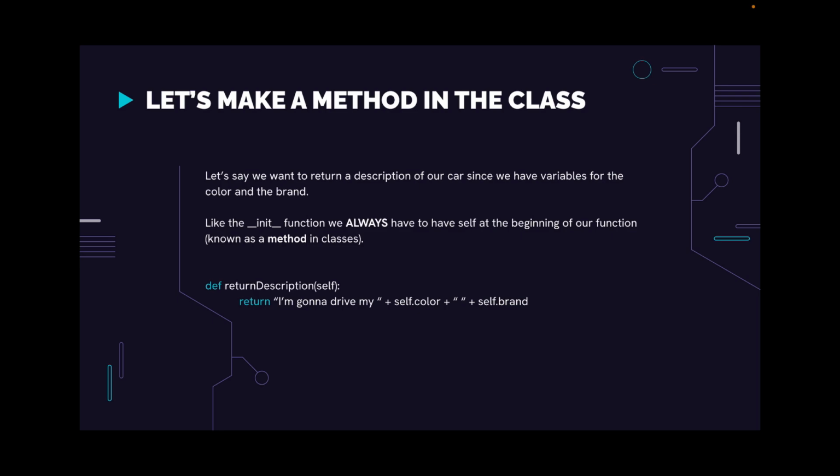Let's make a method inside the class. Say we want to return a description of our car, since we have variables for the color and the brand. Like the init function, we always have to have self at the beginning of our function, which is known as a method in classes. So here is an example of a method we could put inside the class. def return_description(self): return I'm going to drive my self.color plus self.brand.